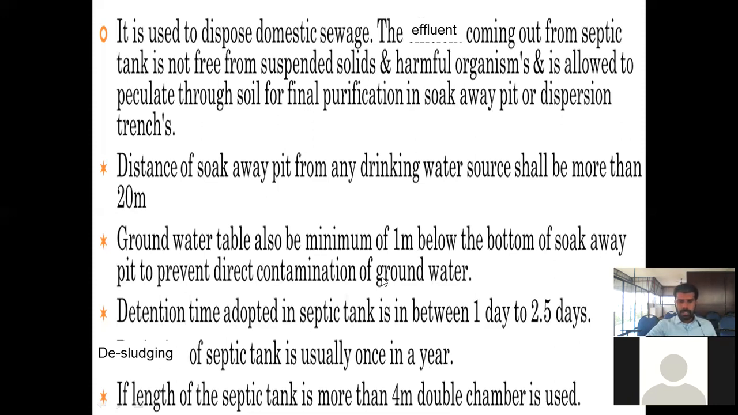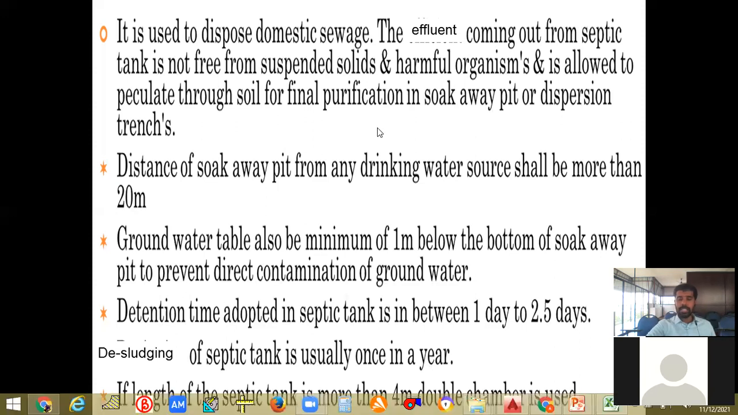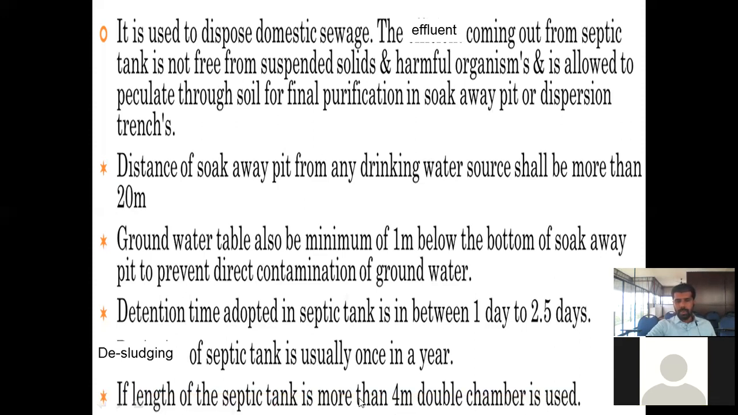And one more thing they have said is that all these things have to be kept in your mind when you are designing a septic tank. If the length of the septic tank is more than 4 meters, a double chamber is used. So when you are calculating and you get the length and the width of the septic tank, if you find that the length is more than 4 meters, then you have to give a double chamber.